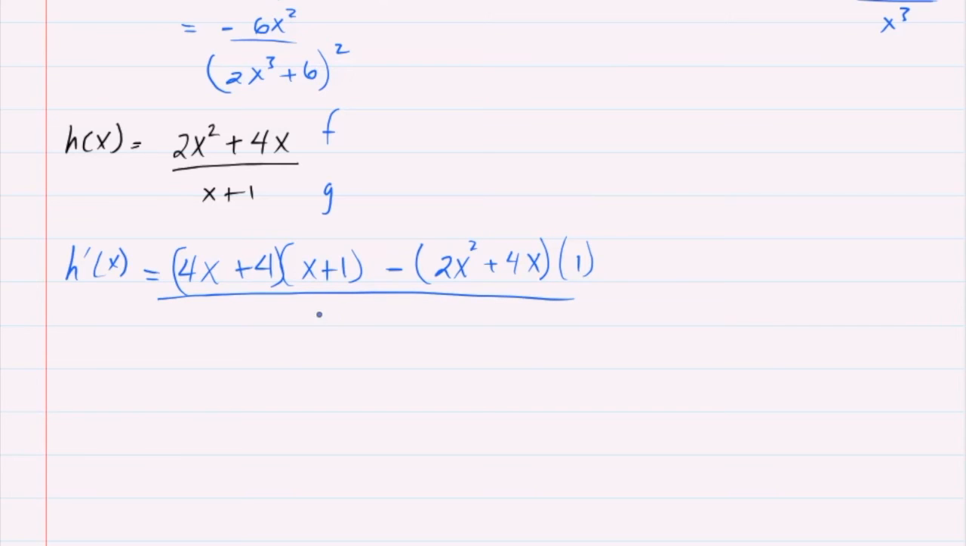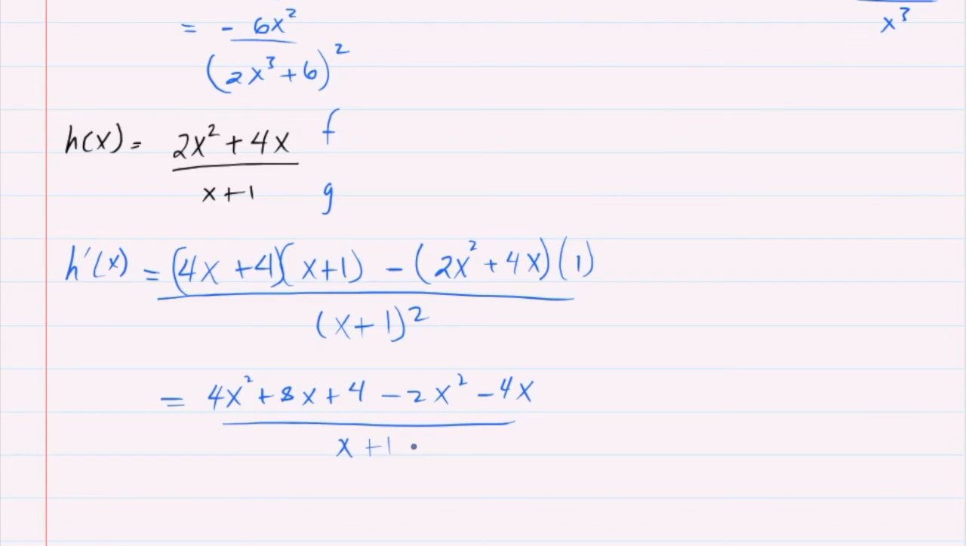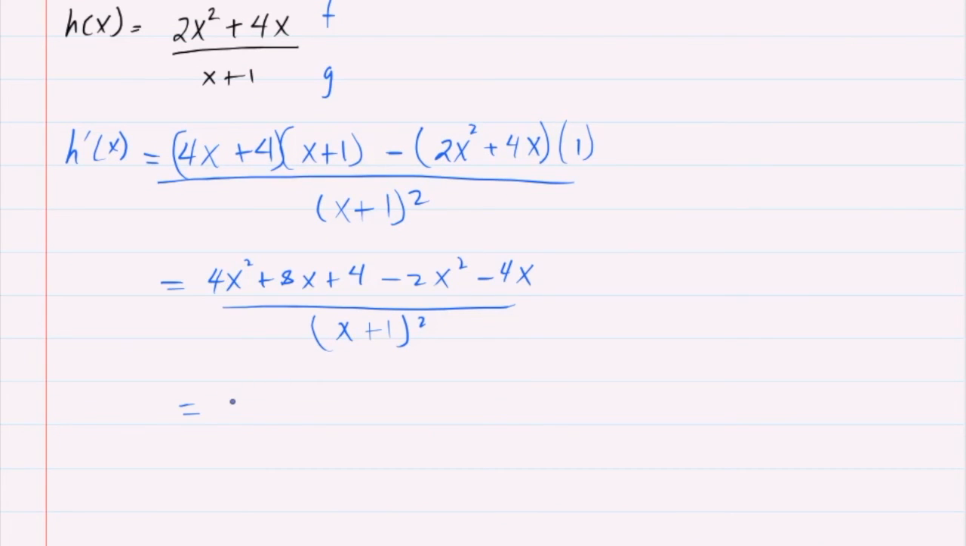over x plus 1 squared. 4x times x is 4x squared. Here 4x, that's going to be plus 4x, so plus 8x plus 4, minus 2x squared, and the minus changes that sign here as well, so minus 4x divided by x plus 1 squared. 4x squared minus 2x squared, so that's going to be 2x squared. So we're going to just put together like terms. Now plus 8x minus 4x, so that's going to be plus 4x plus 4, and that's going to be over x plus 1 squared.